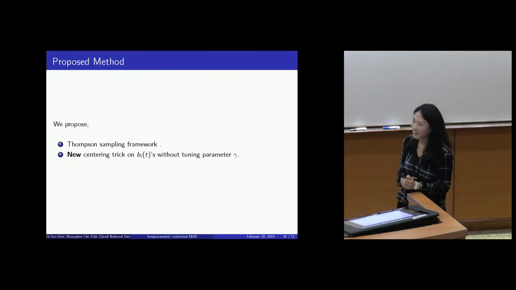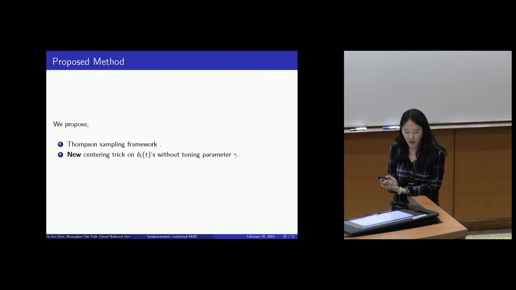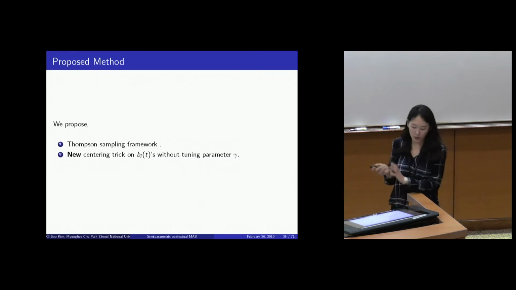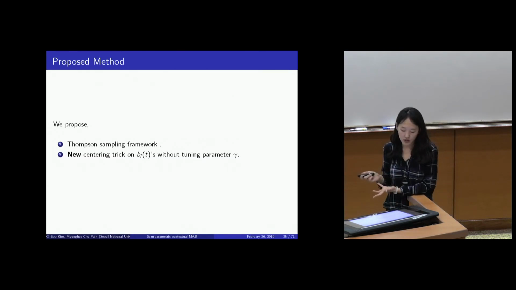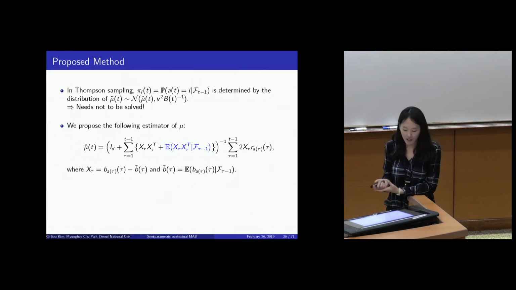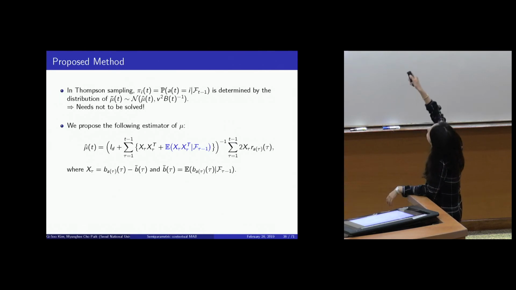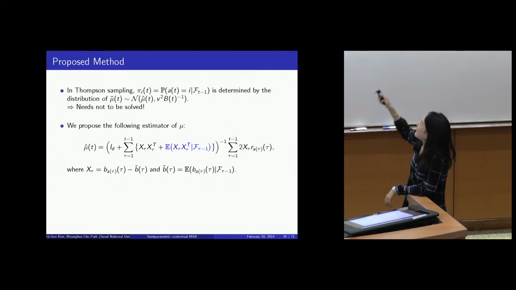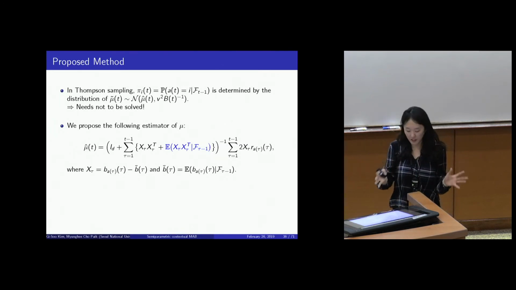So now comes the proposed method. We propose to use the Thompson sampling framework, but we propose to use a new centering trick on the context that doesn't require any tuning parameter gamma. The reason that we use the Thompson sampling framework is because the pi it, the probability of pulling the ith arm at time t, is determined by the distribution of mu tilde.